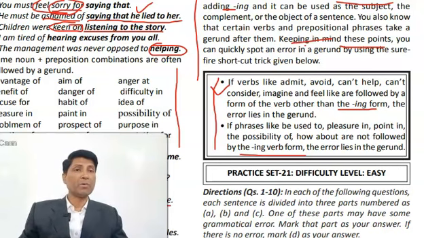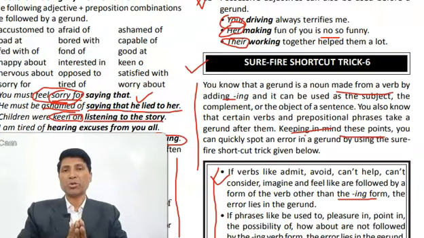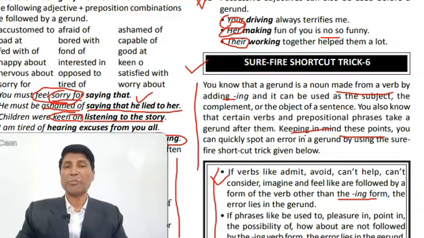So from surefire shortcut trick number 6, you have understood what are the points regarding gerund that you need to keep in mind before we move to the practice set and analysis. Keep all these rules and the discussion in mind. Let me show you how you should solve questions based on this chapter.